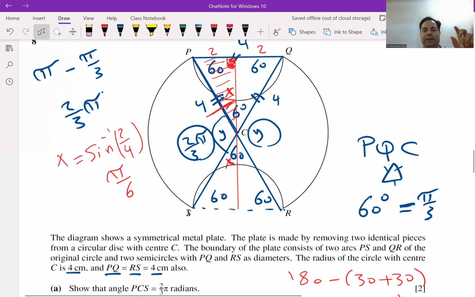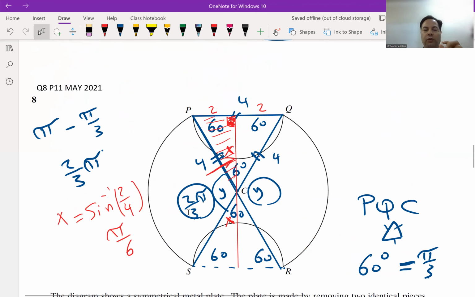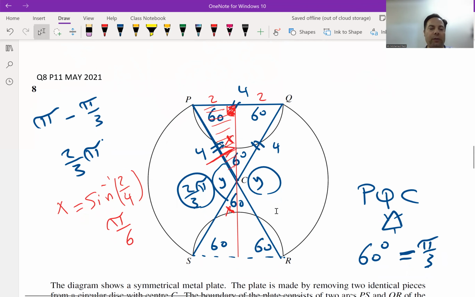You have to discuss that PQC is an equilateral triangle, all sides are equal. The length of each is 4 centimeters. So all angles are equal. The measure of each will be pi over 3, pi over 3, pi over 3. In the same way, on the opposite side, pi over 3. You can find it by using 180 minus, or 360 minus and divided by 2, or by using trigonometry.